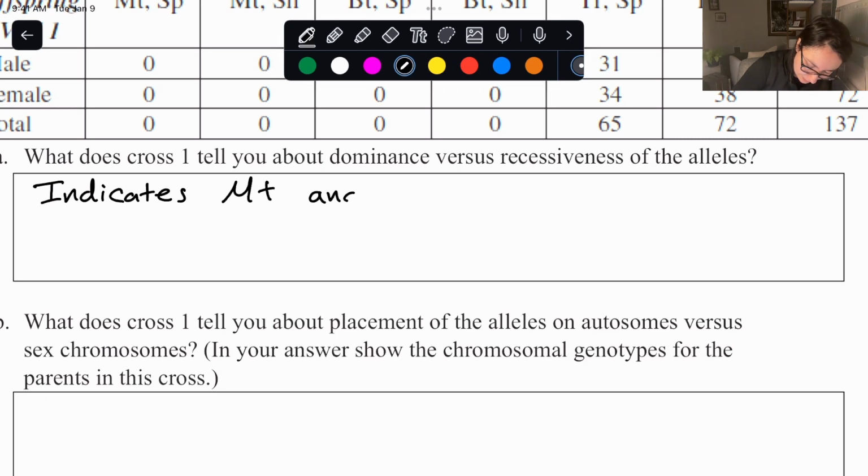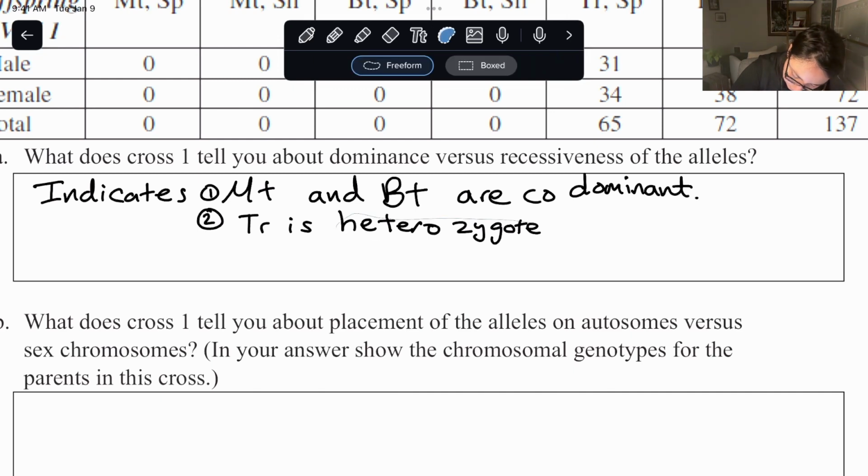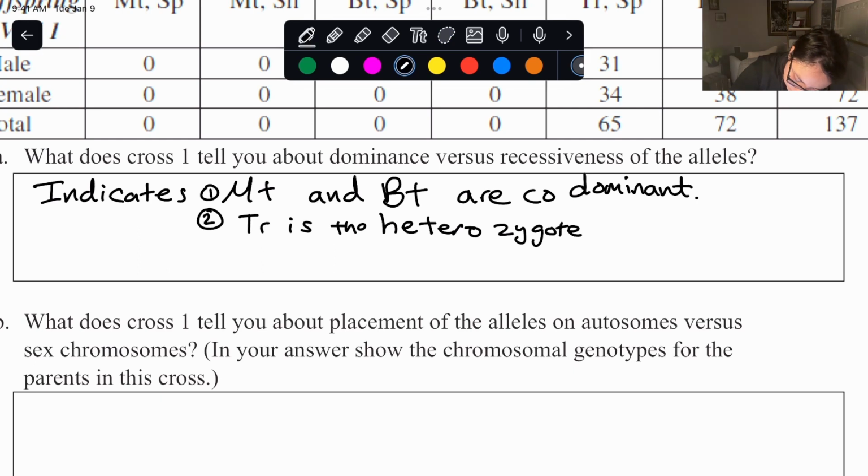indicates MT and BT are codominant. Indicates 1, 2. TR is the heterozygote.